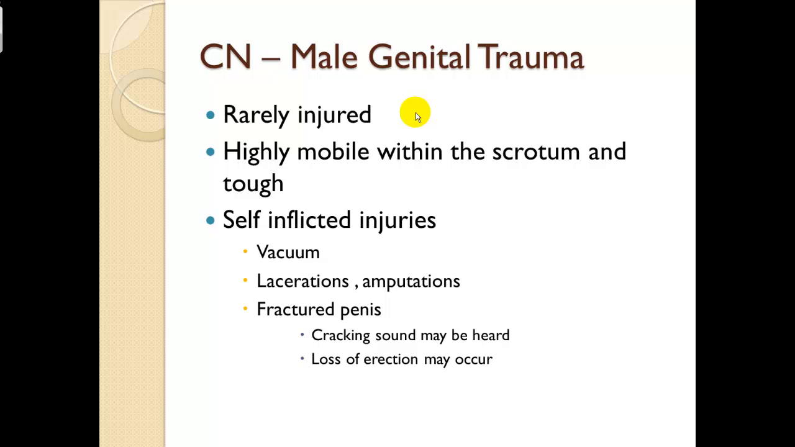Male genitalia trauma. Rarely injured, highly mobile with scrotum, and it's fairly tough. Self-inflicted injuries compose some of these. Vacuum, lacerations or amputations, fractured penis. Cracking sounds can be heard during this because of the way that the tissue is surrounded with connective tissue. A loss of erection will occur.